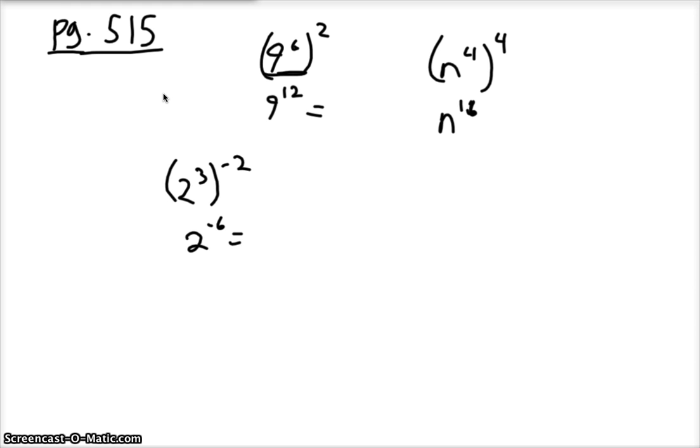If you want to write it with a positive exponent, you do 1 over 2 to the power of 6. Okay? So pretty plain and simple, that's our first step, multiplying. When we have an exponent of an exponent, we multiply them. All right, turn the page.